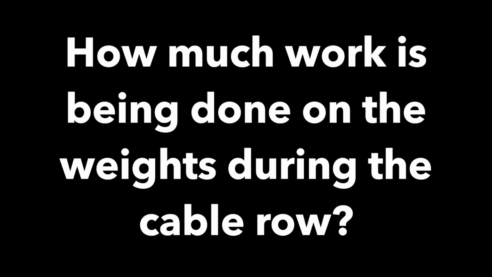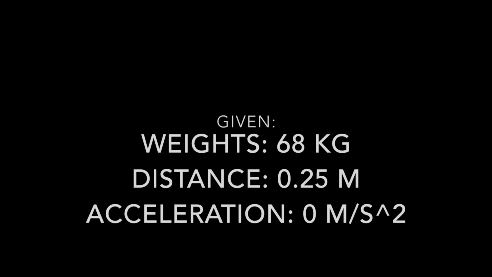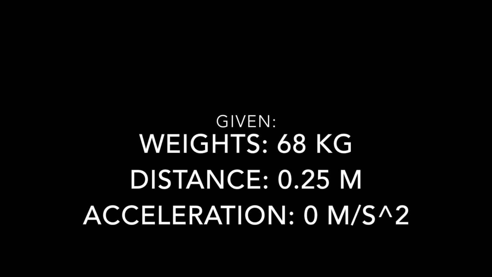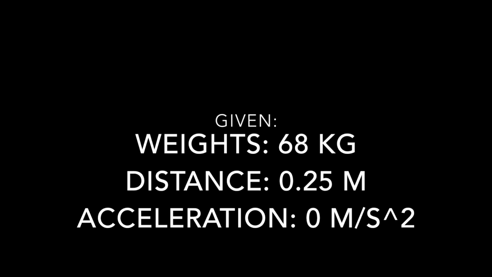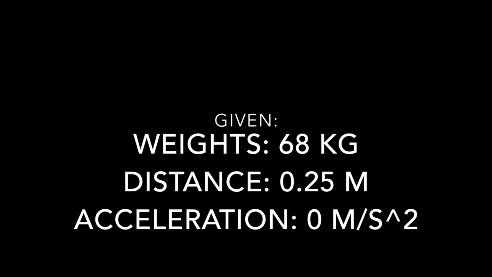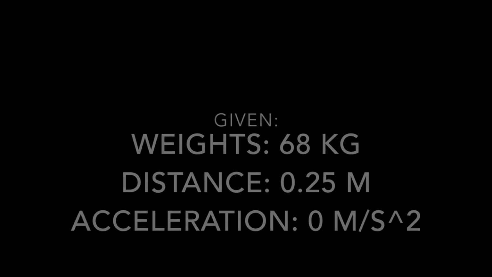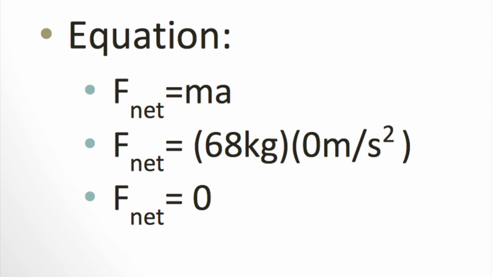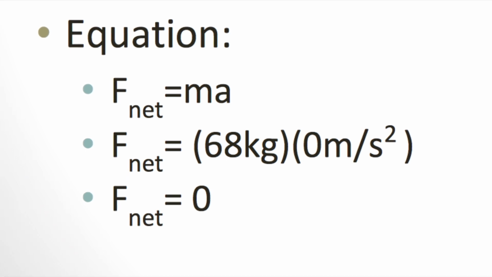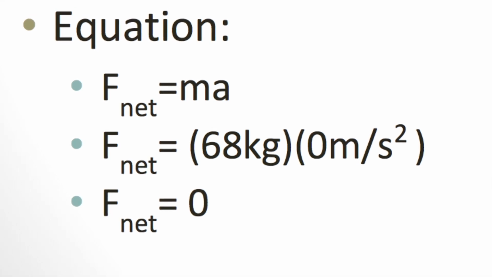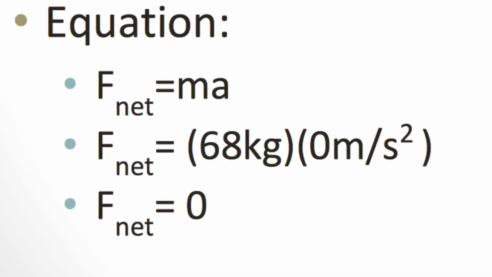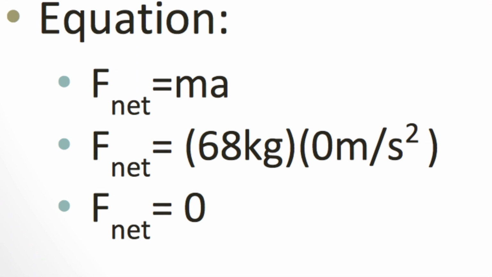How much work is being done on the weights during the cable row? It is given that the weights equal 68 kilograms, the distance is 0.25 meters, and acceleration equals 0 meters per second squared because it is moving at a constant motion. To be determined, work! Net force equals mass times acceleration. We know that the mass is 68 kilograms and the acceleration is 0 meters per second squared. Therefore, net force equals 0.